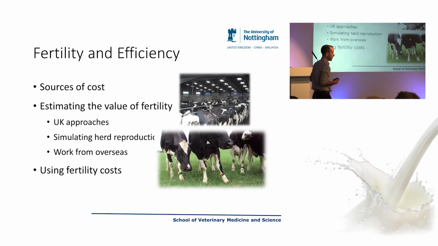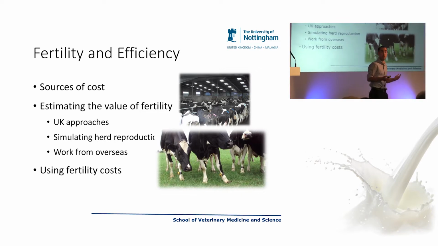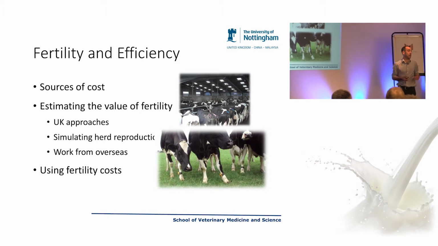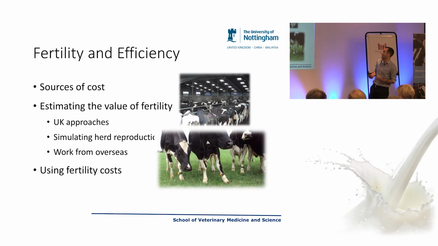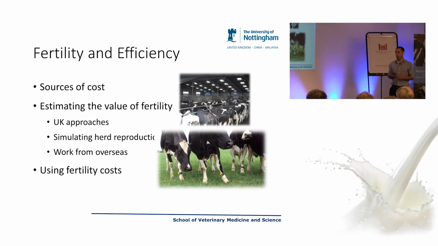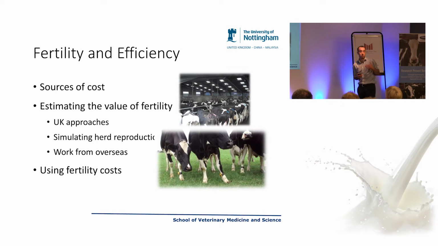So I'm briefly just going to cover where the sources of cost are in terms of fertility. So if we reduce fertility performance in a herd, where are we losing out? Where are those losses coming from? Some of those are very obvious and very well understood, and some are much less so. And then I'm basically just going to step through the different ways that people have used to try and estimate or evaluate how much potential we might have for savings by improving fertility. So I'll try and do this in a fairly step-by-step way. I'll start with the simplest ideas and look at some approaches from the UK first, and then we'll talk about some more complicated ways of approaching the same problem and look at some methods from overseas a bit later on.